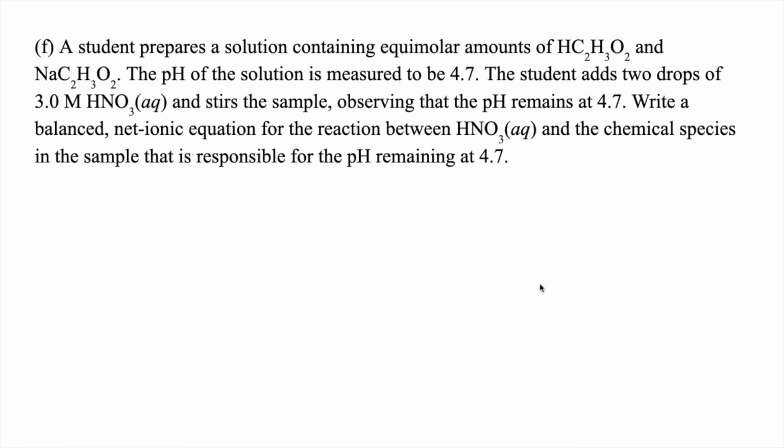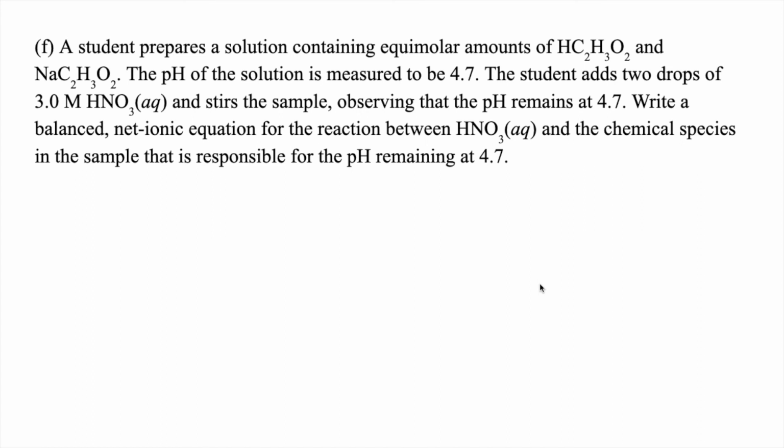Okay, welcome back, chemists. Finally, we will tackle the last part of this question. It reads, a student prepares a solution containing equimolar amounts of HC2H3O2 and NaC2H3O2. The pH of this solution is measured to be 4.7. The student adds 2 drops of 3 molar HNO3 and stirs the sample, observing that the pH remains at 4.7. Write a balanced net ionic equation for the reaction between HNO3 and the chemical species in the sample that is responsible for the pH remaining at 4.7.